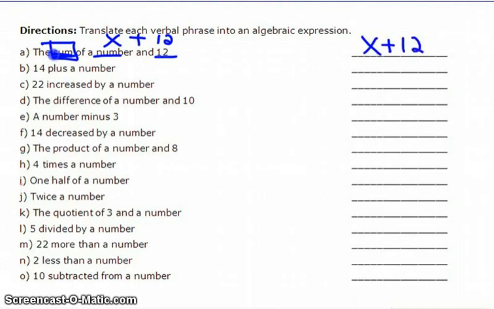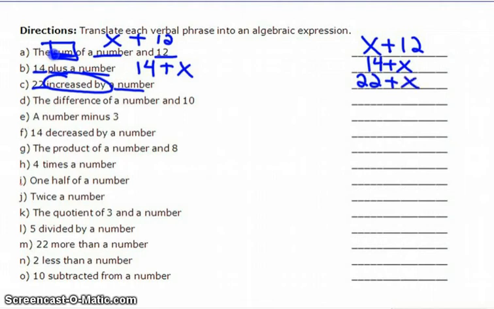Now here we have 14 plus a number. Again, we see the number 14. We see plus, which is the word for add, and some number. So this is 14 plus x. 22 increased by a number. So again, we've got the number 22. It says increased by, so that's a plus sign, a number. Well, the unknown would be a variable x.